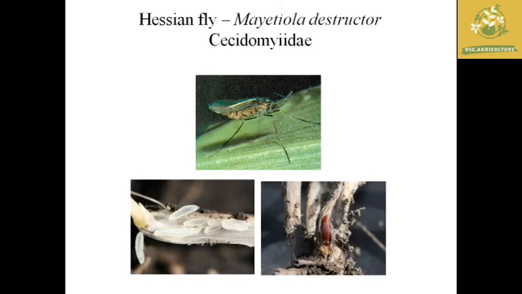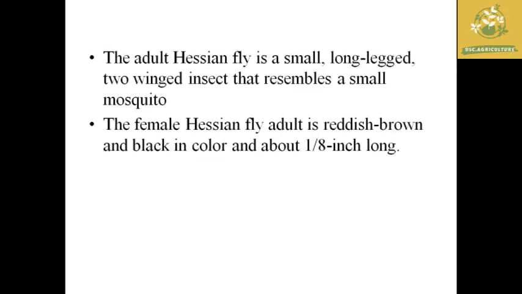And the next important pest in wheat is the Hessian fly, where the scientific name is Mayetiola destructor, and the family name is Cecidomyiidae. While seeing about the Hessian fly, it is a small, long-legged, two-winged insect which resembles a mosquito. The female Hessian fly, which is the adult, is reddish brown and black in color, and is about 1/8 inches long.